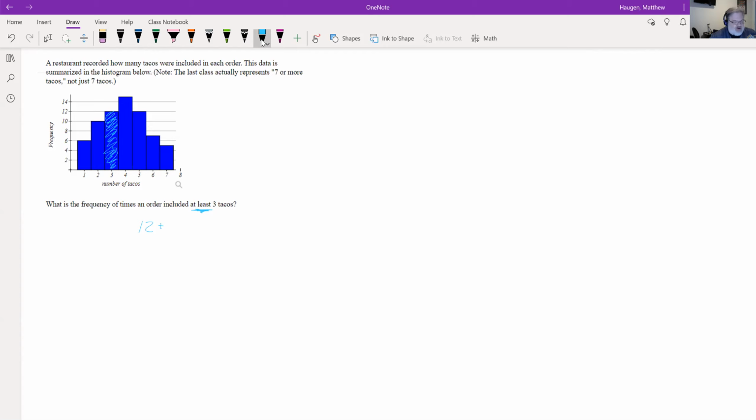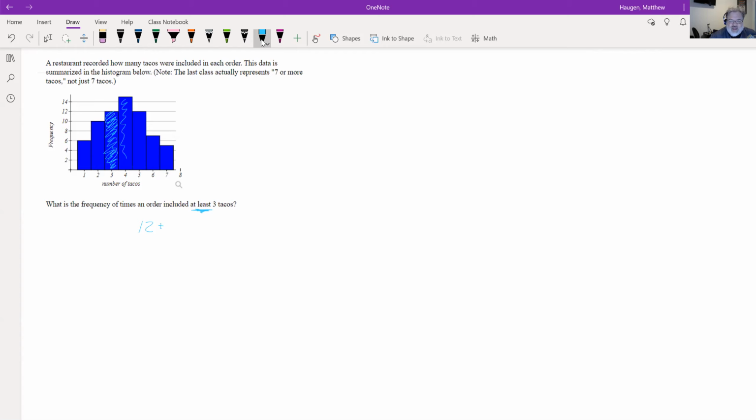No, I don't know. That's not enough tacos. Who wants just 2 tacos? At least means that's the lower bound. So at least 3 tacos is 3 tacos or anything higher.